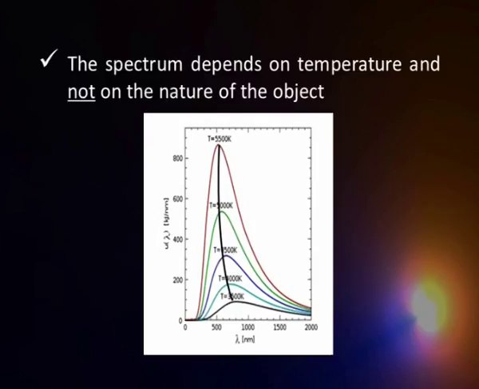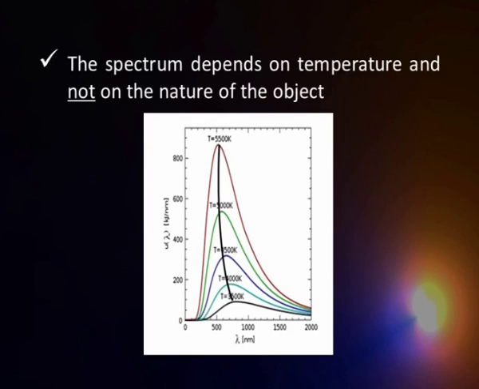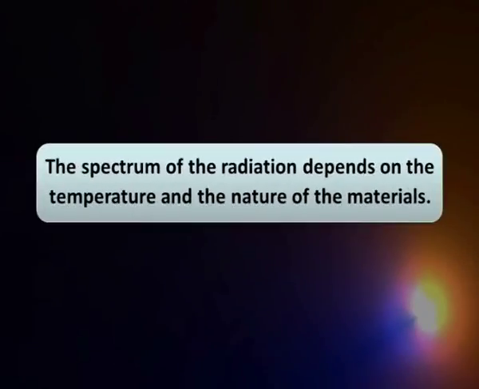And the third most crucial observation here is that the spectrum depends on temperature and not on the nature of the object. That means what the black body is made up of does not matter. The only thing is the outcome will depend on the temperature of the black body. This is in contrast to what we had in the case of a general observation, that is, the energy output will depend on the nature as well as the temperature of the body.